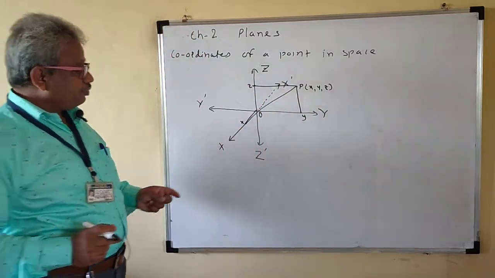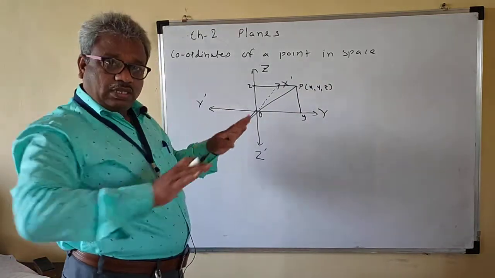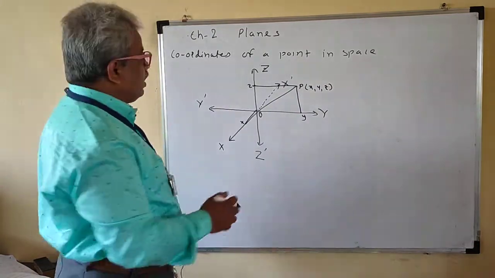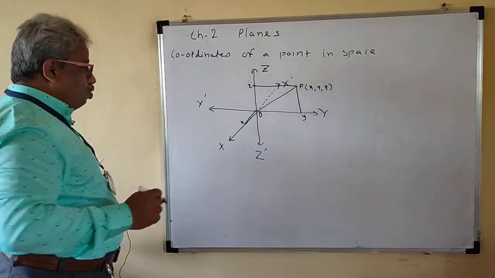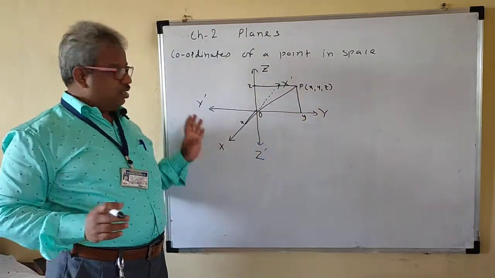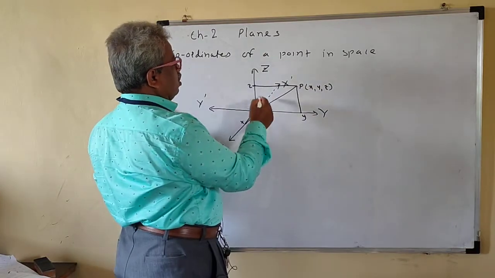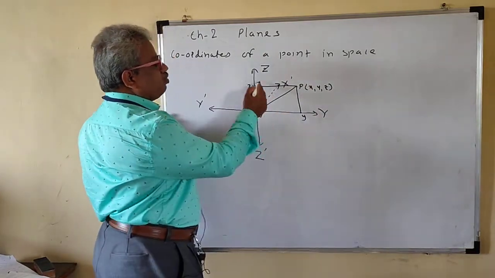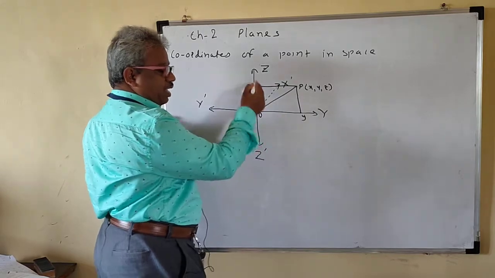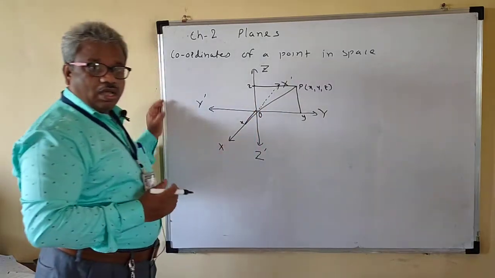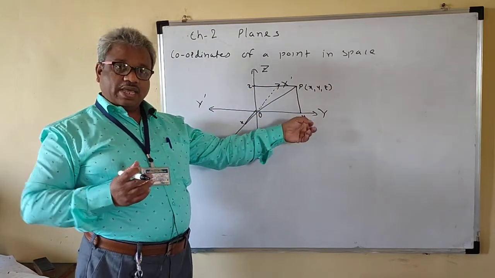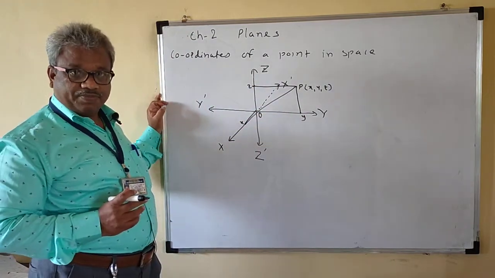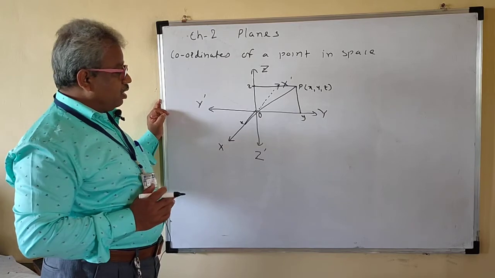Now, this is the plane OZY. A plane which contains OZ and OY is called the YZ plane.